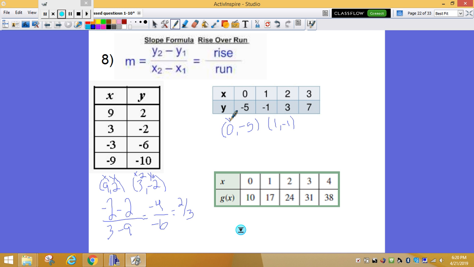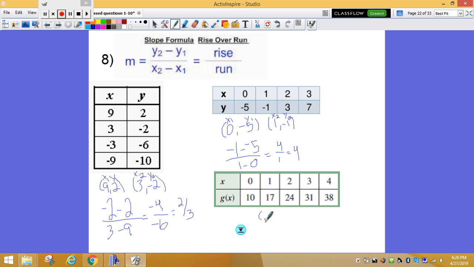You can pick any ordered pair you want. Doesn't matter. These get x's, these get y's. These get 1s. These get 2s. So again, I'm plugging in right here. y2 was negative 1. y1 was negative 5, x2 was 1, x1 is 0. Negative 1 minus negative 5 is 4. 1 minus 0 is 1. 4 divided by 1 is 4.